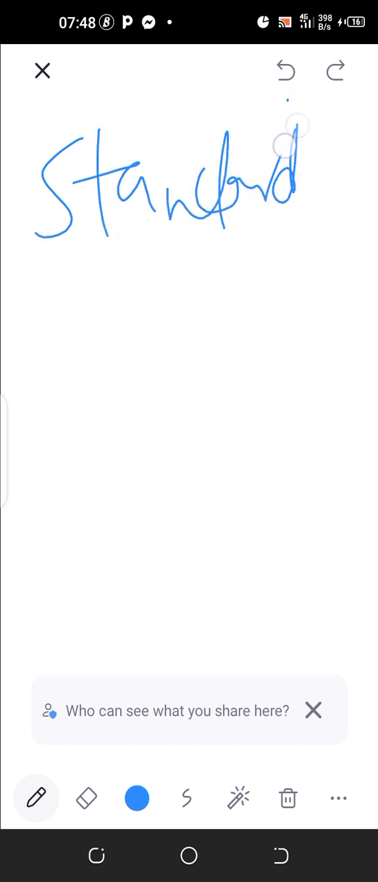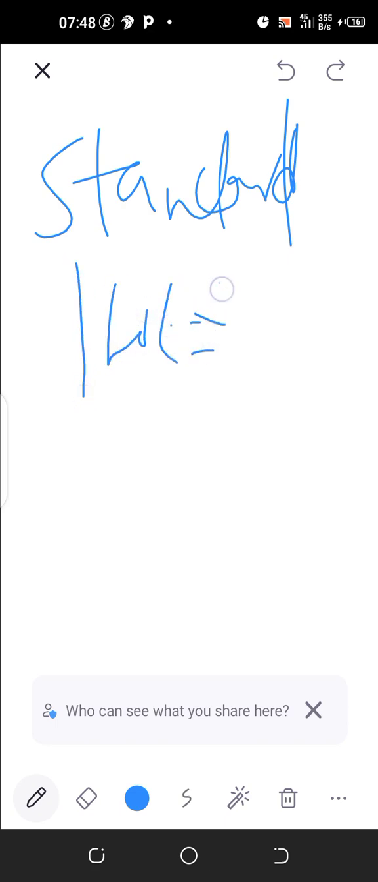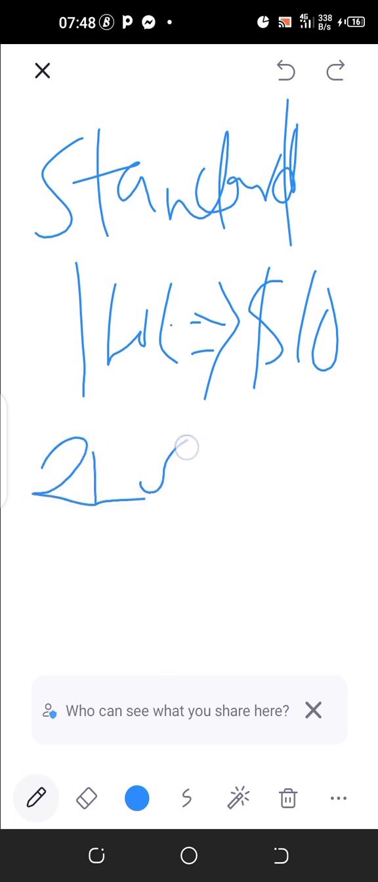Now for a standard lot, you should know that each pip on the chart, for example a one lot, is equivalent to $10. Mind you, it's 100,000 worth of currency. Each pip move on the chart is $10. Two lots are equivalent to $20.